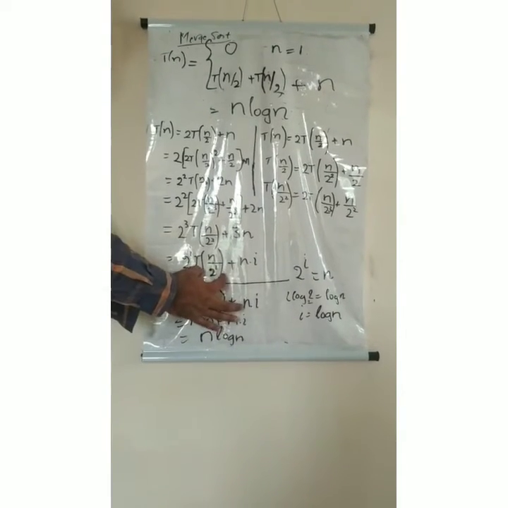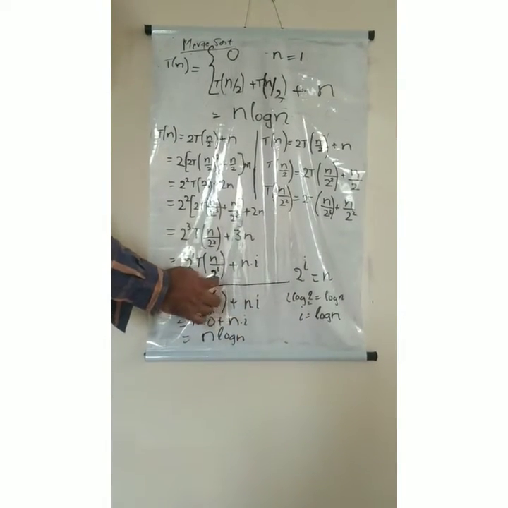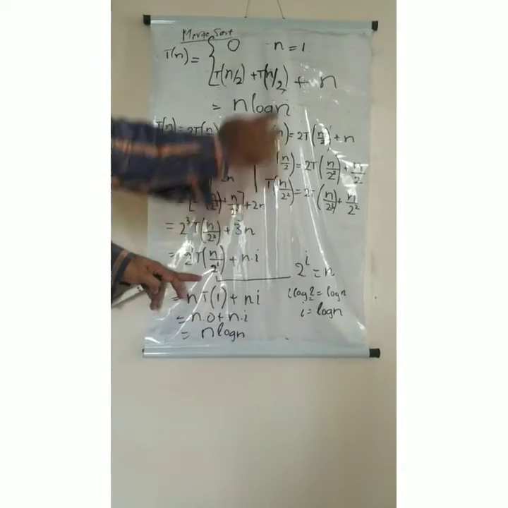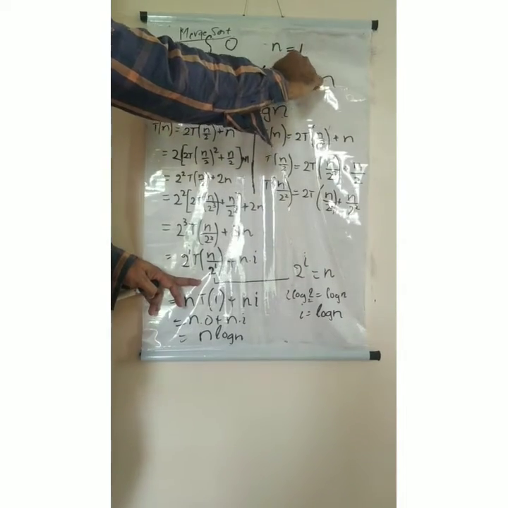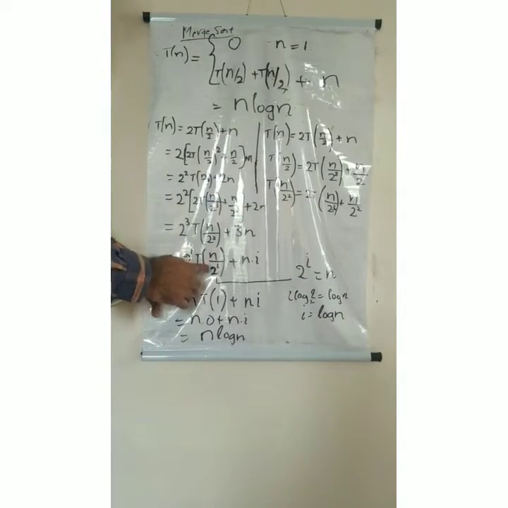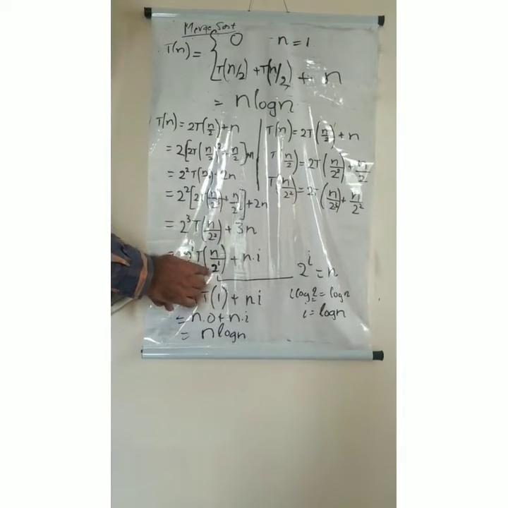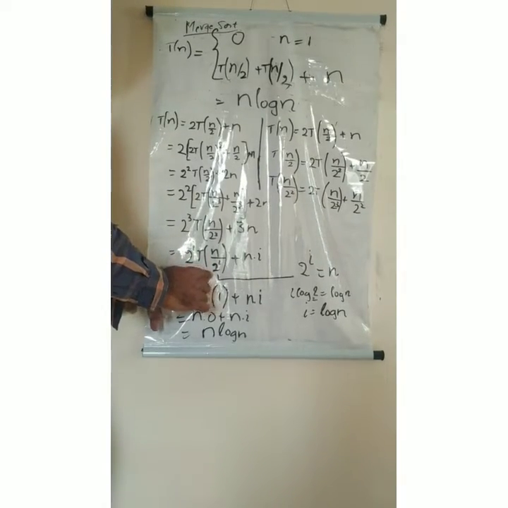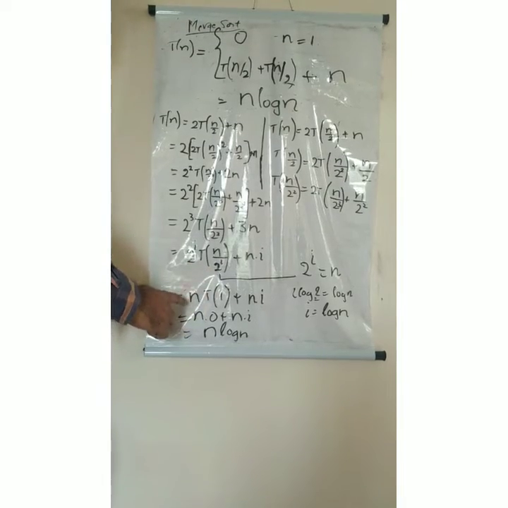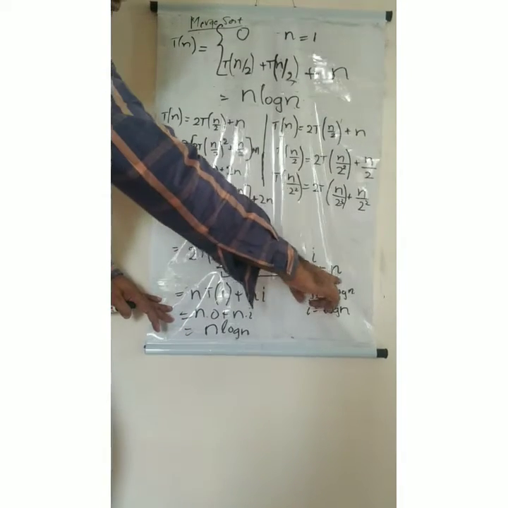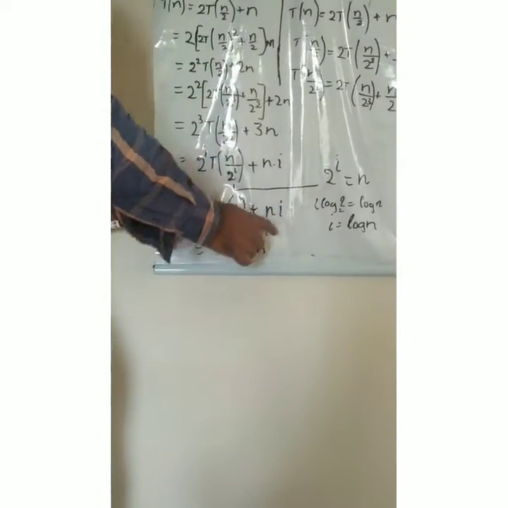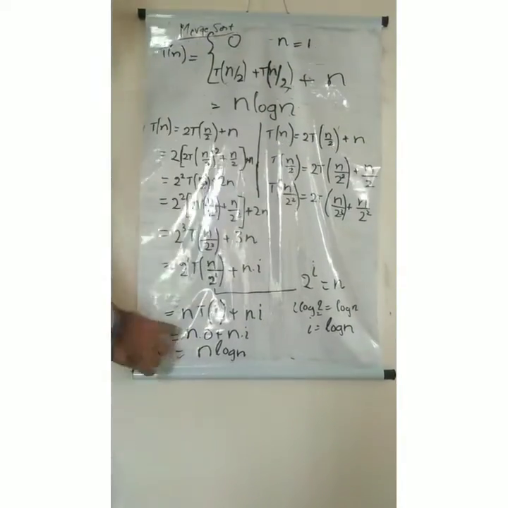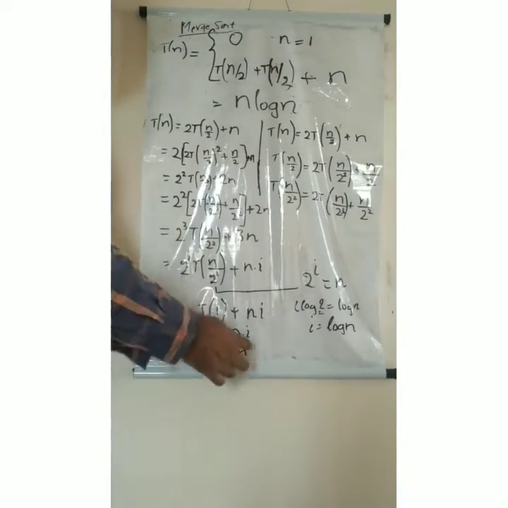At this stage, we should understand that we should reduce this to the solution that we know. Now we know t of 1 is equal to 0, so this should be 1. In order to make it 1, 2 to the power of i should be substituted with the value of n. So now 2 to the power of i is equal to n. So n into t of 1 plus n into i. t of 1 is equal to 0, so n into 0 plus n into i.